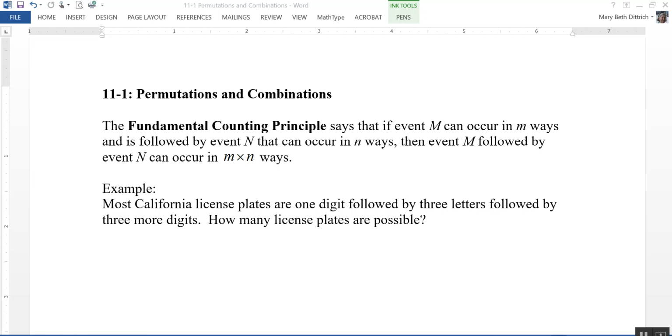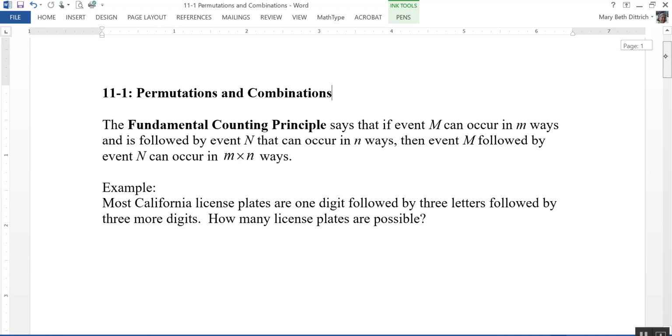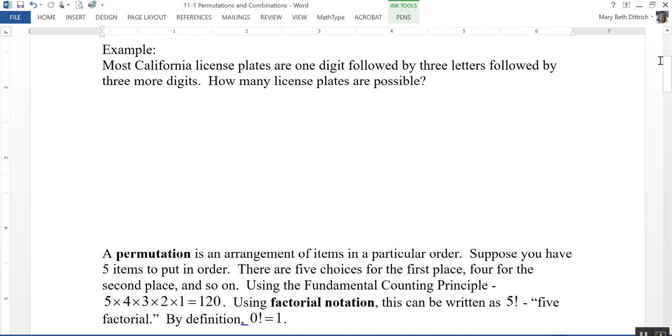So most California license plates are one digit followed by 3 letters followed by 3 more digits. So how many license plates are possible? For the first place, since it's a digit, we have 10 choices. Then the second, third, and fourth places are going to be letters, and we have 26 choices for each one of those. And then the last 3 places have to be a digit, and we have 10 choices for each one of those.